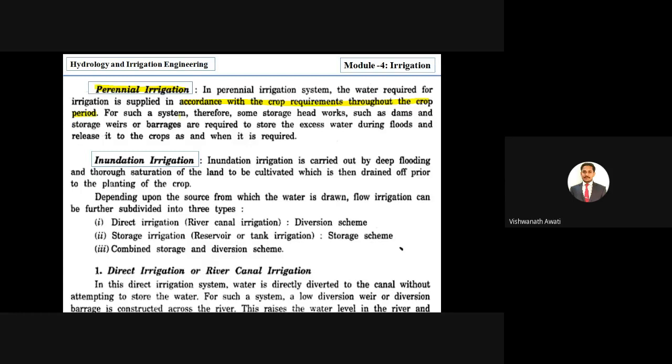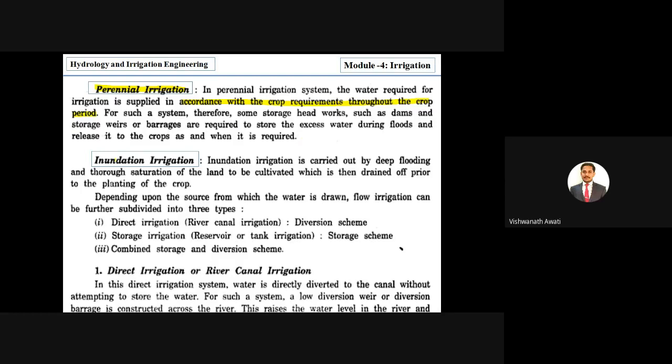For such a system, therefore, some storage headwork such as a small dam, storage weir, or barrage is required. We require small dams like a check dam, barrage, and weir to store the excess water during the flood and to release it to the crop as and when required. I mean, whenever we get more rainfall, that rainfall is stored in a storage area like an earthen dam, barrage, or weir, right? Then the water is supplied to the crop land whenever it is required.